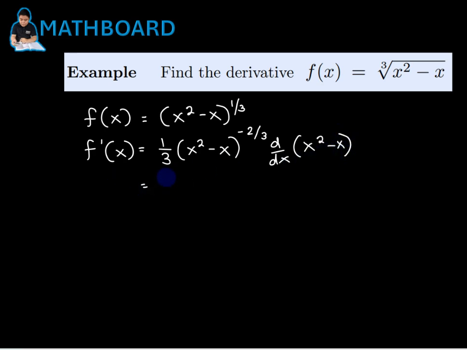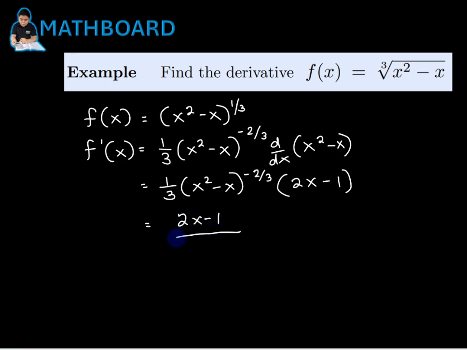So this becomes 1/3 times (x squared minus x) raised to negative 2/3. Then the derivative of x squared is 2x, minus the derivative of x, which is 1. Then simplify, we have now 2x minus 1, and since the exponent here is negative, we bring it to the denominator. So over 3 times (x squared minus x) raised to 2/3.